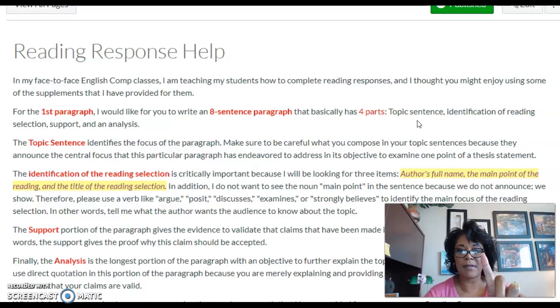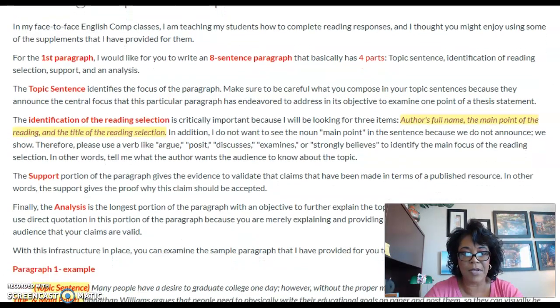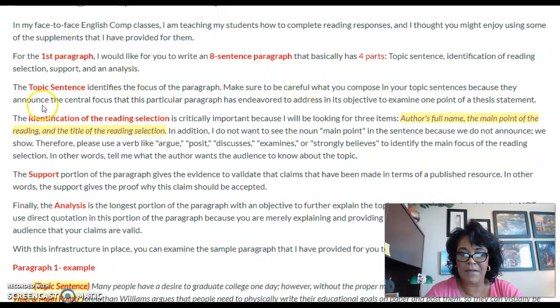Topic sentence, identification, support, and analysis. My identification would be that sentence that explains what you're talking about in your topic sentence. And then you would have support and your analysis. Your analysis would be explanations and examples of your topic sentence. Okay, so to give you further information, that's why I provided this information.